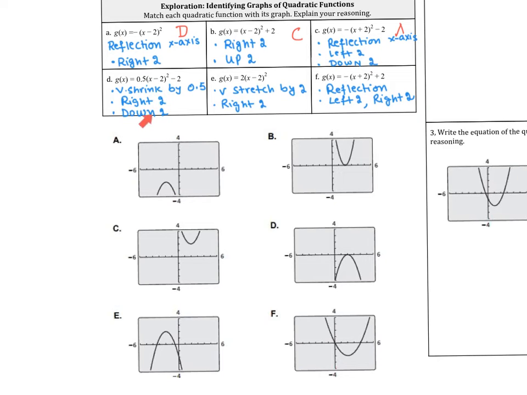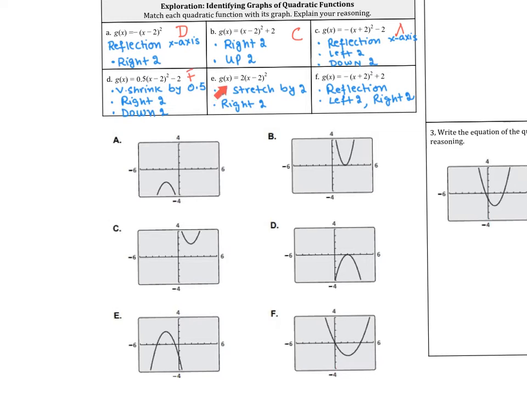And the graph that matches with this equation is going to be your f graph, starting from 2 right and 2 down, and here is going to be your first point. This one shows that it is a vertical shrink by half, so it's going to be your f graph.